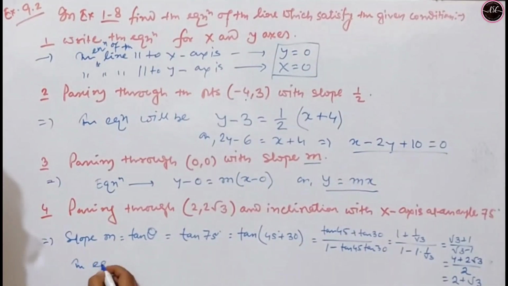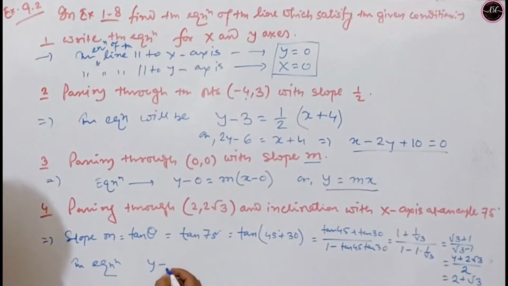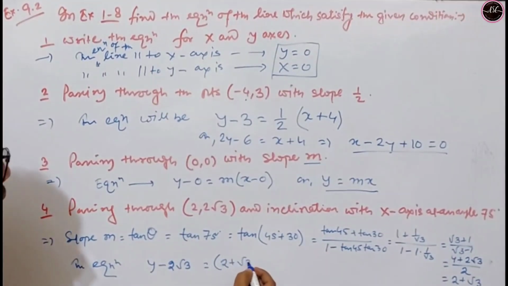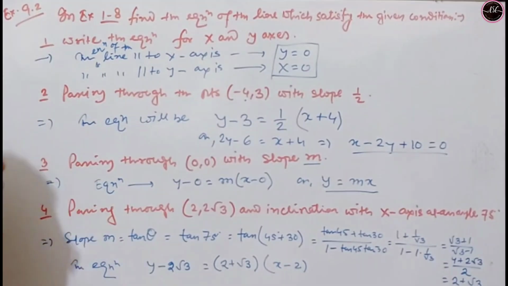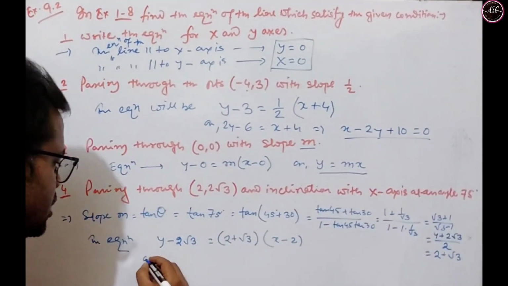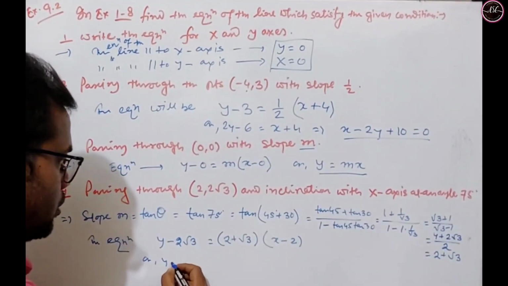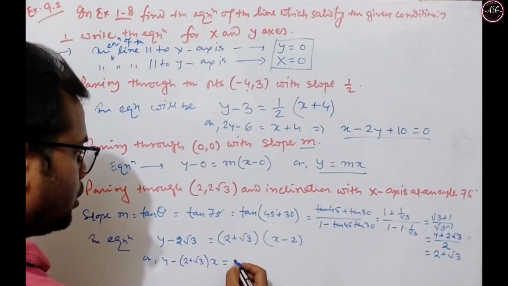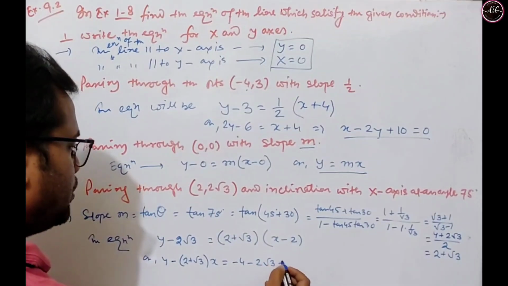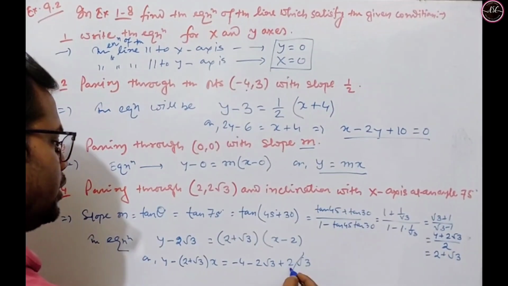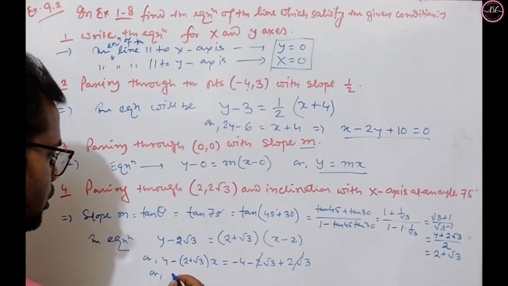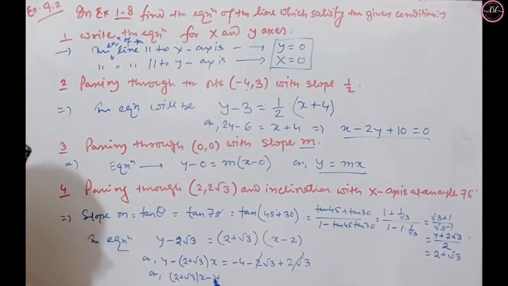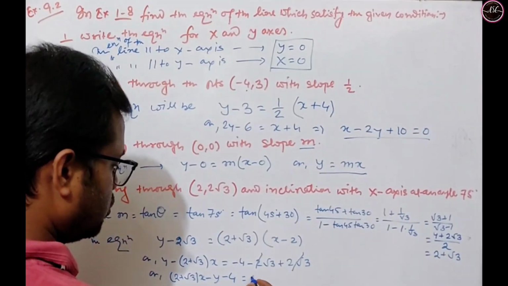So the equation will be y minus y1, here y1 equal to 2 root 3, equal to 2 plus root 3 into x minus 2. So just calculate this: y minus (2 plus root 3) into x equal to minus 4 minus 2 root 3 plus 2 root 3. So that will be cancelled out, or (2 plus root 3) into x minus y minus 4 equal to 0.